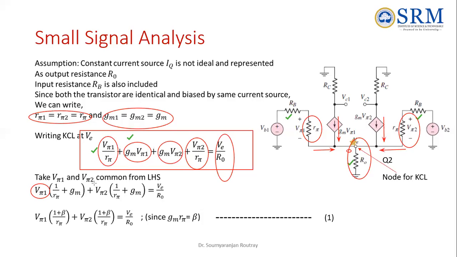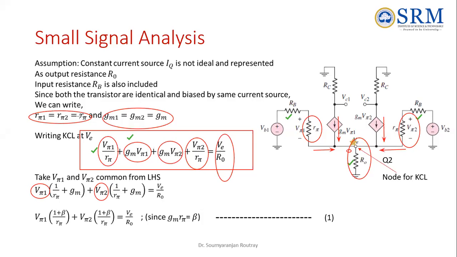Similarly, V pi 2, I took common over here. So similarly, 1 by pi R pi plus GM, and the right hand side as it is I kept it. And the next step is only mathematics. V pi again as it is, 1 by R pi.